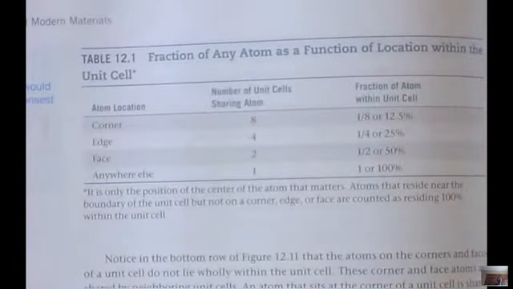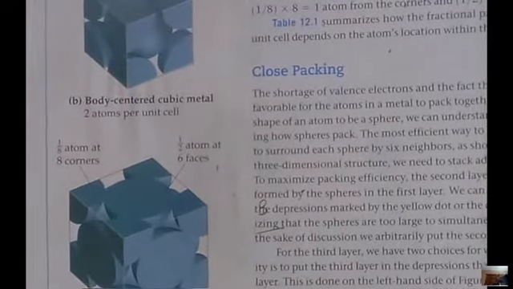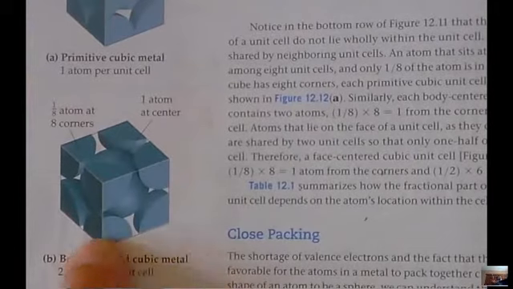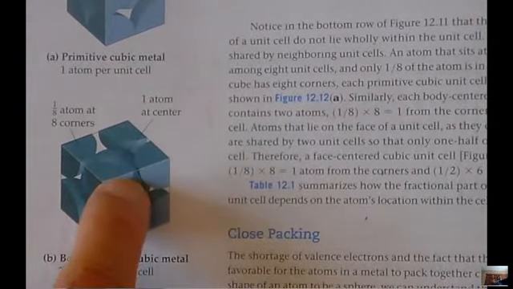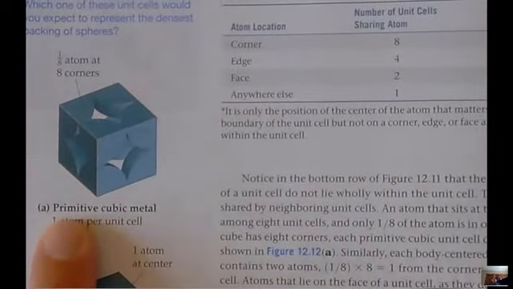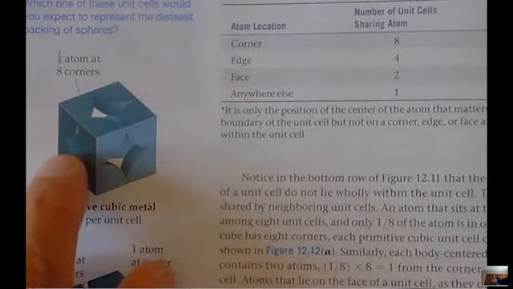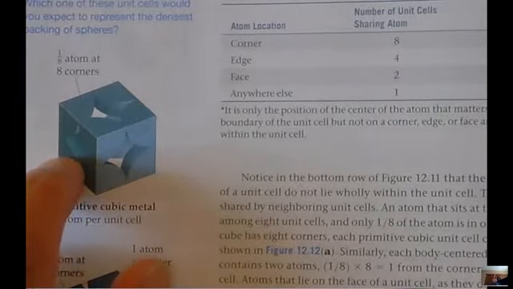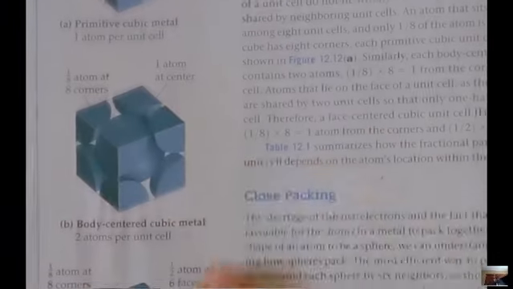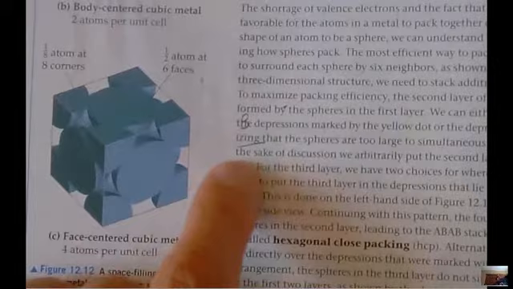If you are face-centered, you're going to be able to put 4 things in it, right? Why? 3 in the faces and 1 in the corners. If you're body-centered, it's going to be 2, 1 in the corners always, and 1 in the center. And if you are a simple cube, also called a primitive cube, okay? A little condescending name, okay? But a primitive cube would be just in the corners. So this one is 1, this one is 2, this one is 3.